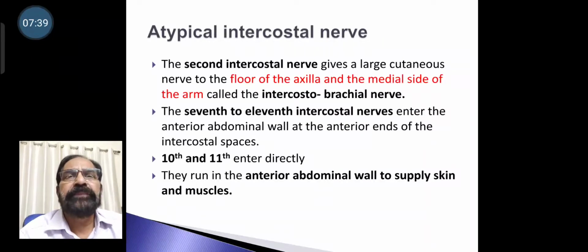Atypical intercostal nerve. The second intercostal nerve gives a large cutaneous branch to the floor of the axilla and the medial side of the arm, called the intercostobrachial nerve. The 7th to 11th intercostal nerves enter the anterior abdominal wall at the anterior ends of the intercostal spaces. The 10th and 11th enter directly. They run in the anterior abdominal wall to supply the skin and muscles.